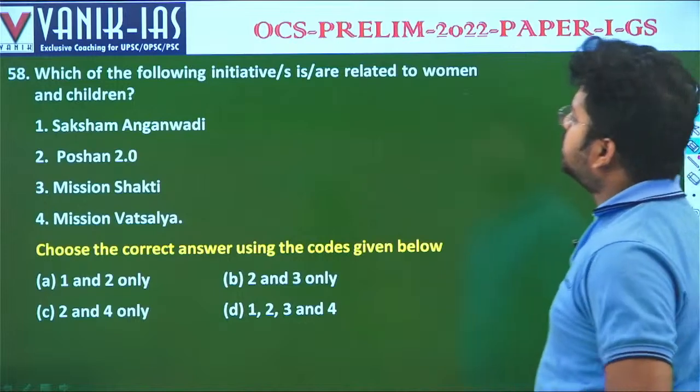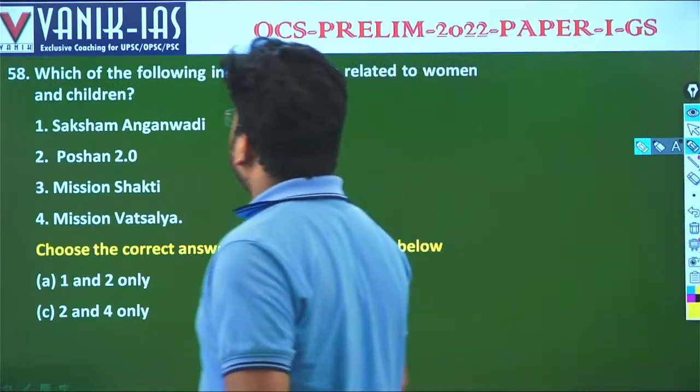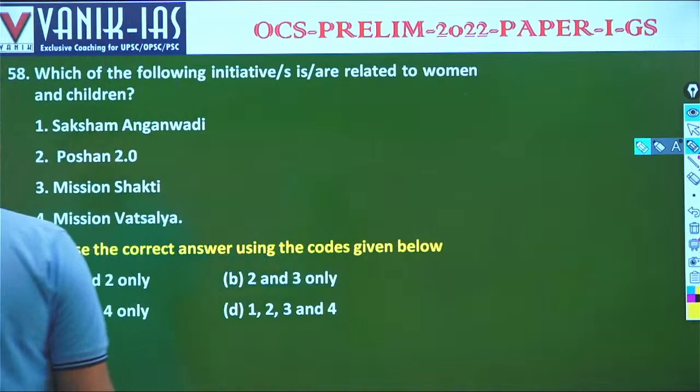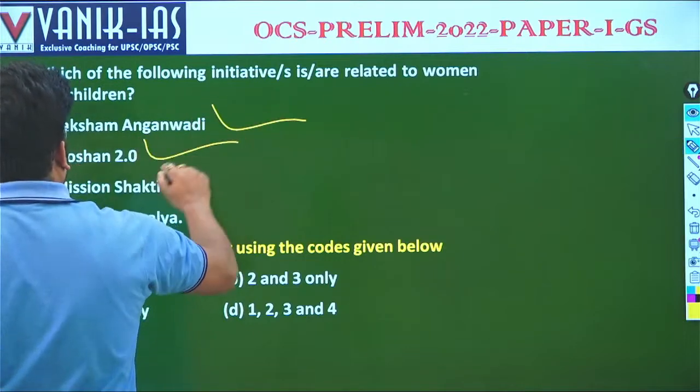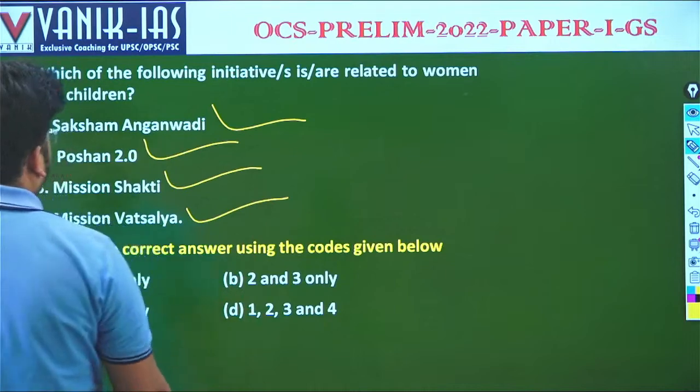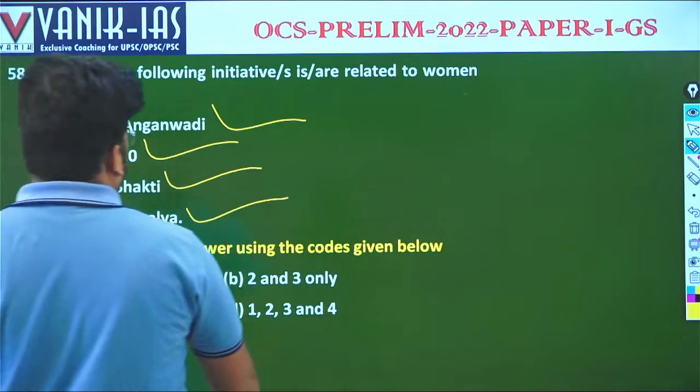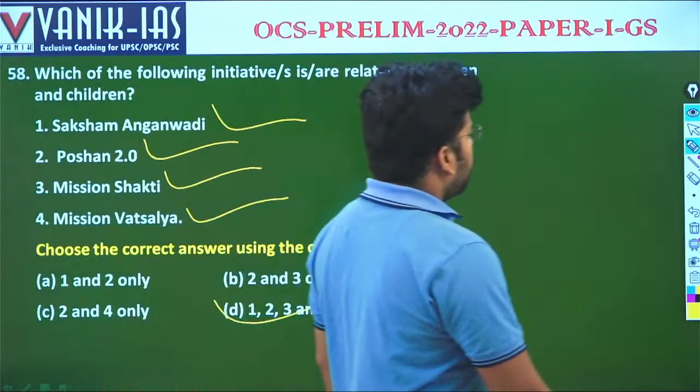Next, which of the following initiatives are related to women and children? Saksham Anganwadi is there. Poshan 2 is for nutrition. Mission Shakti is for women's safety and empowerment. Mission Vatsalya is for children's upbringing. So all the options 1, 2, 3, 4 are right with respect to women and children.